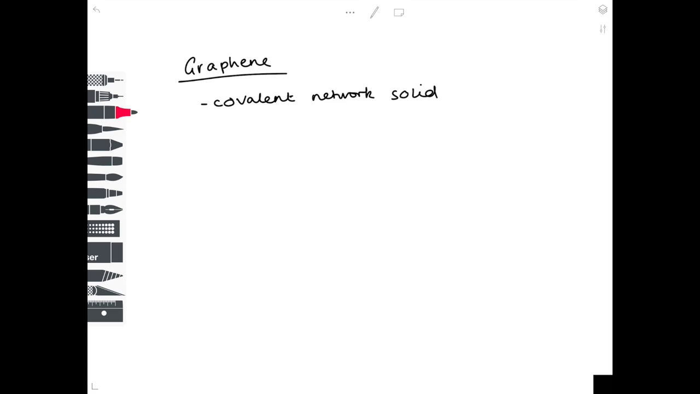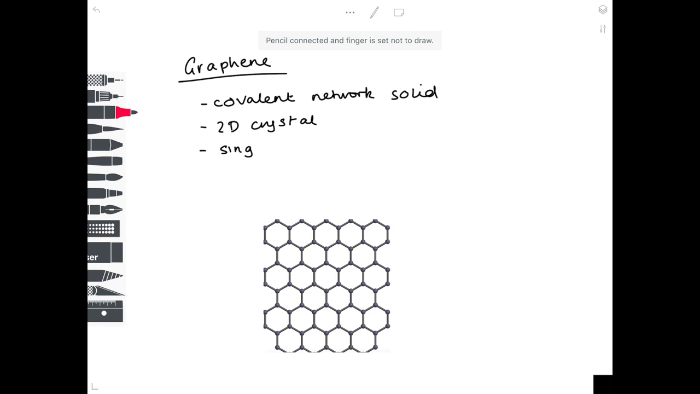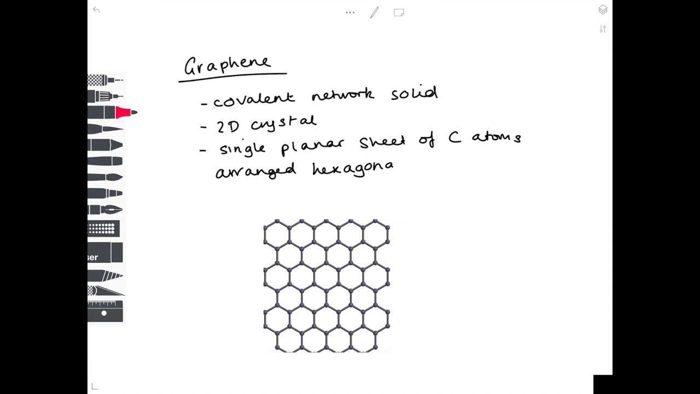Unlike graphite and diamond though, it doesn't have a giant 3D structure, it's actually a 2D crystal. The first ever of its kind to be discovered, and it's made up of a single planar sheet of carbon atoms arranged hexagonally. It's so thin, this sheet, because it's actually only one atom in thickness.